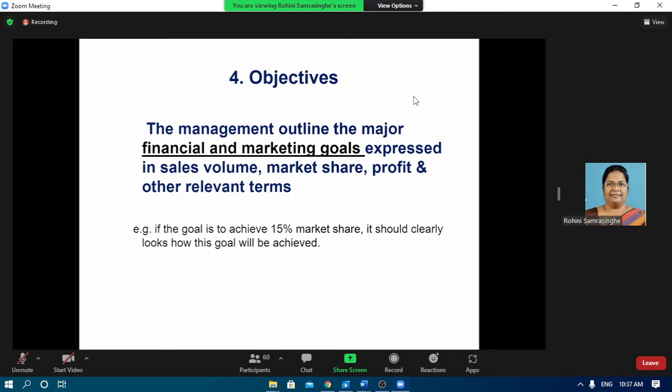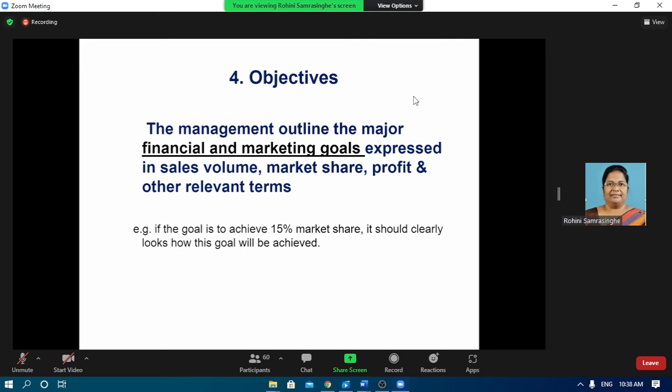If you want to achieve 5% market share for the next planning period as a new product you are going to launch, then it is a very effective, smart and measurable objective relating to marketing.